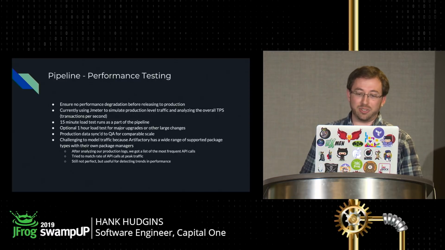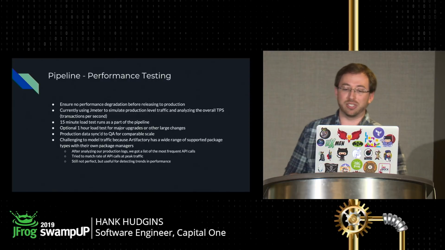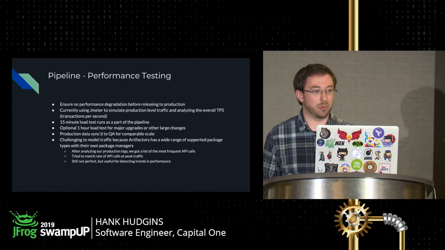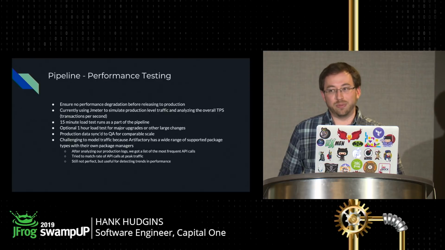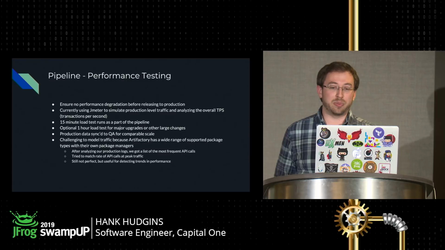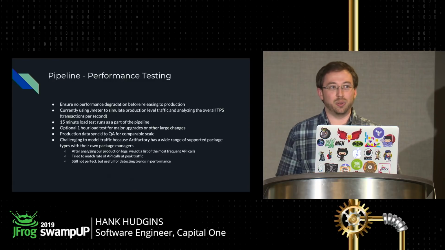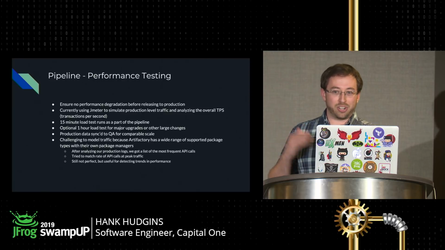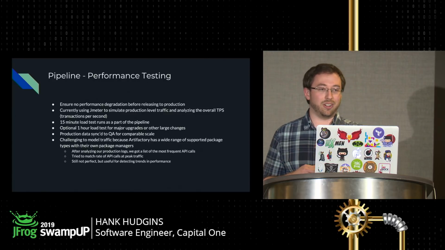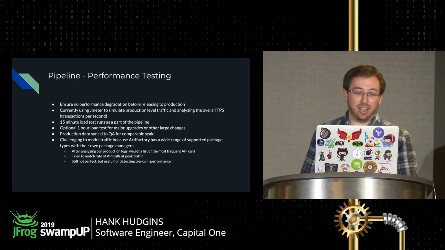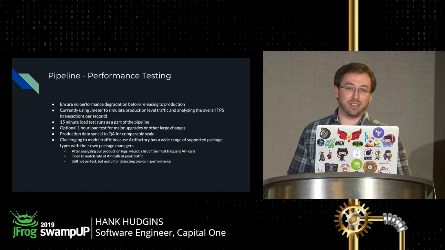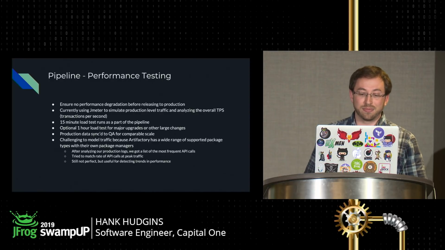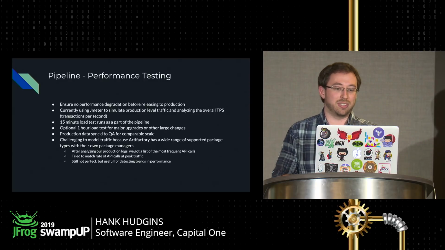And then it's a little challenging to model traffic because Artifactory has such a wide range of supported package types with their own package managers. And with our specific implementation of JMeter, we're limited to only making API calls. So we went through our production logs and got a list of the most frequently called API calls, and we tried to match the rate of API calls at peak traffic. It's still not perfect, but it's pretty useful for detecting trends in performance.